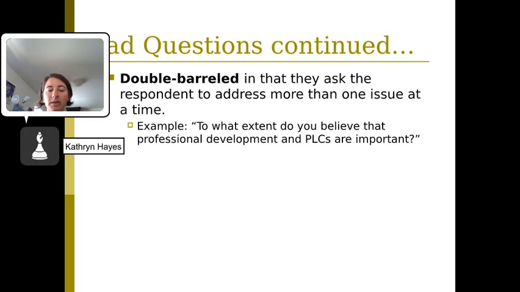Bad questions can also be double-barreled. They ask the respondent to think about 2 things at once. So for example, to what extent do you believe that professional development and professional learning communities are important? They may feel that professional learning communities are important, but professional development is not important. So this question confounds what we're able to understand.